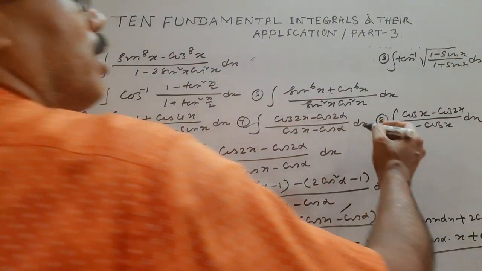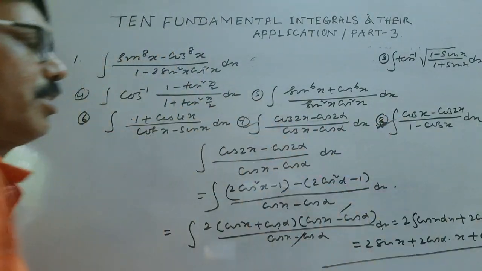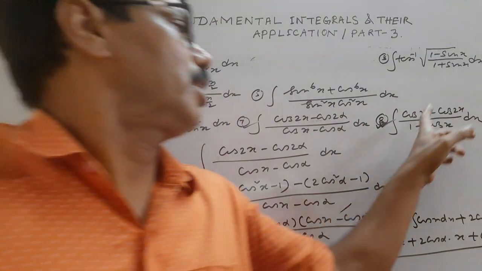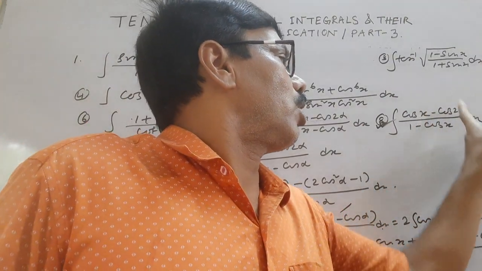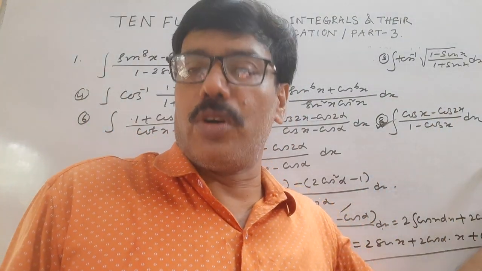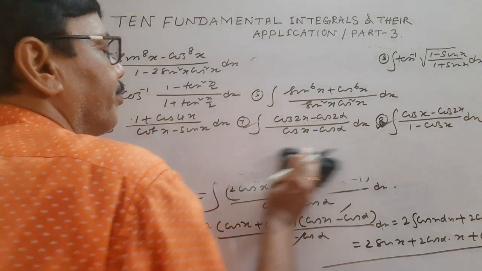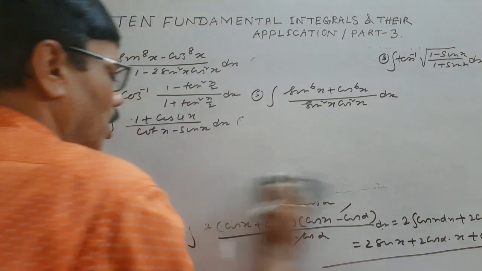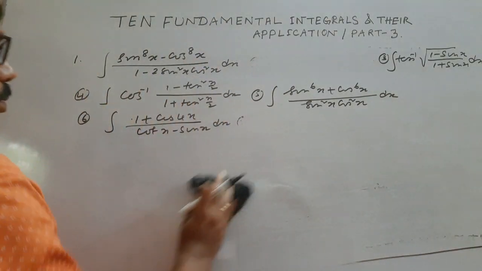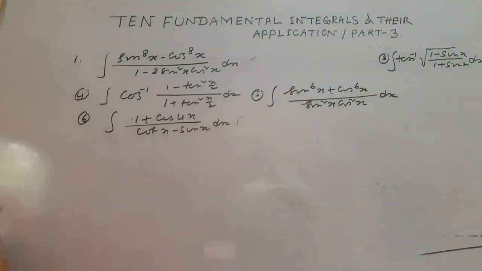Now problem number 8, this is exactly the same. You complete it. Expand the formula of cos 2x in terms of cos and the denominator will be cancelled out. Now problem number 6. This is also a most important problem.